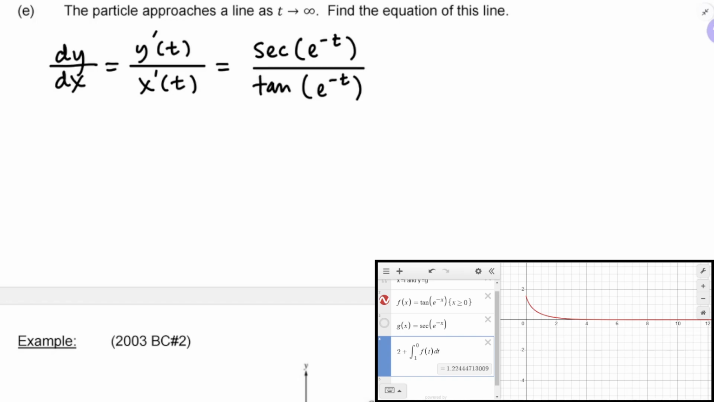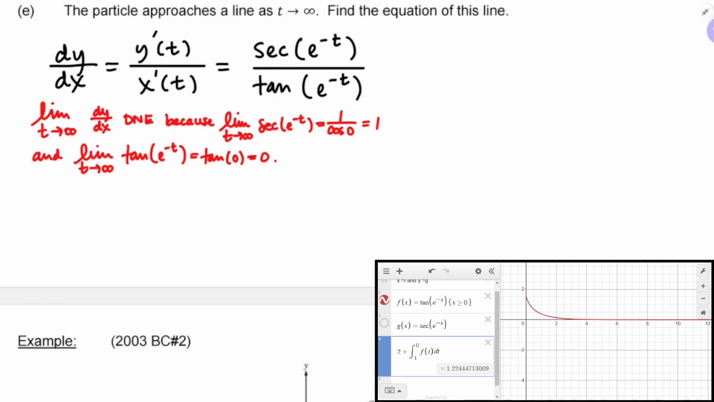But if you think about secant of 0, that's 1 over cosine of 0, and that's going to be 1. So if the numerator is going towards 1 and the denominator is going towards 0, that limit just doesn't exist. And if that limit doesn't exist, that means we're approaching a vertical line. Okay, so I've got a vertical slope.